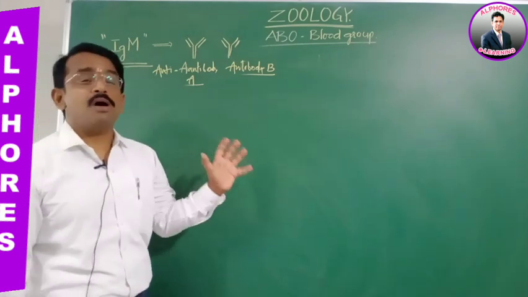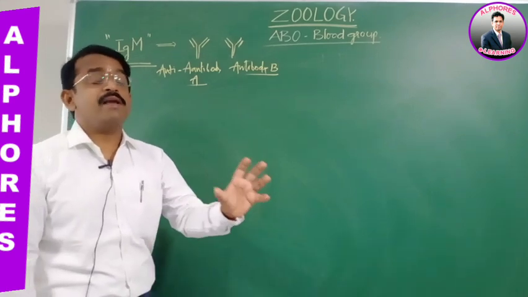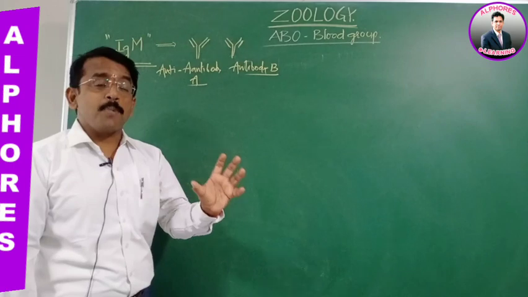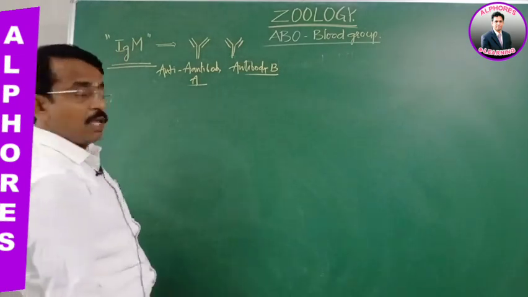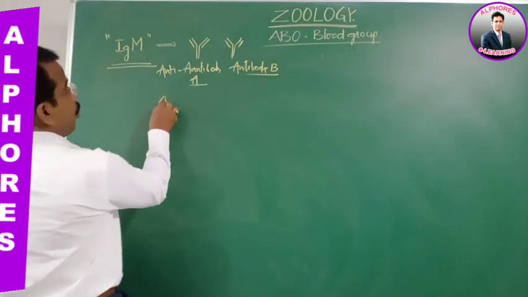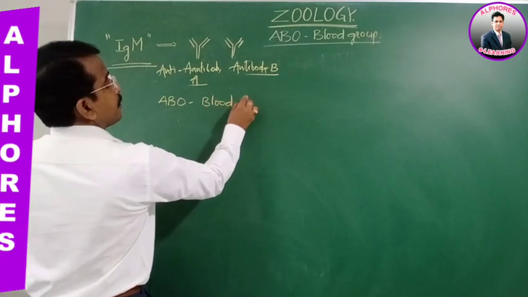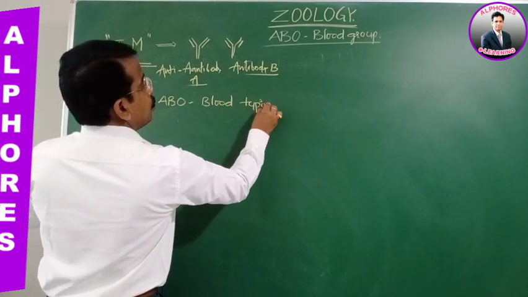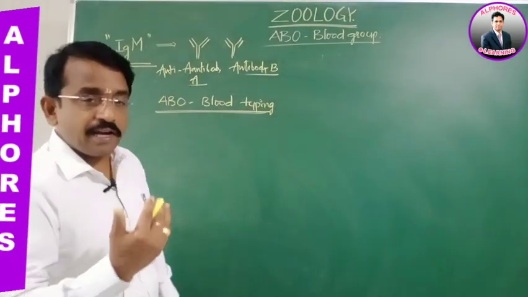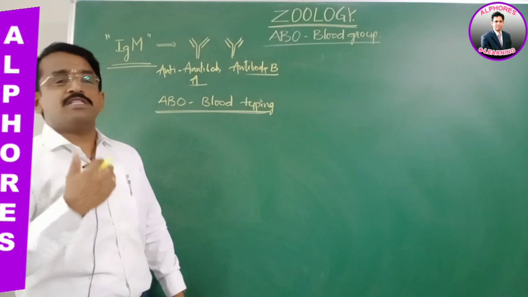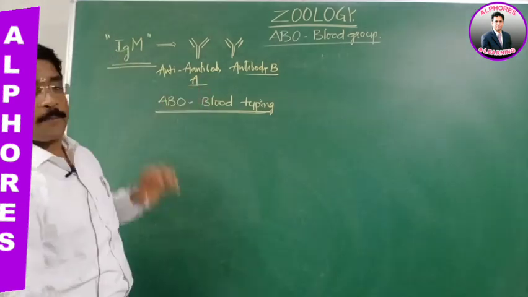Now let's move on to how blood typing is done and the importance of blood group matching in transfusion. So ABO blood group typing: how do you identify whether it is A type, B type, AB type or O type? Now we'll see.